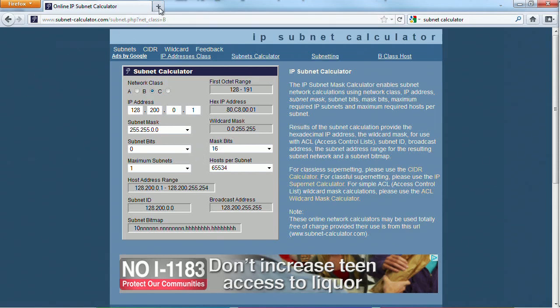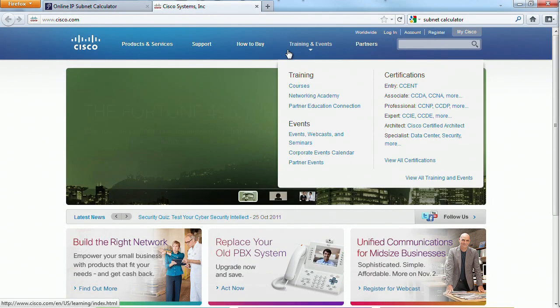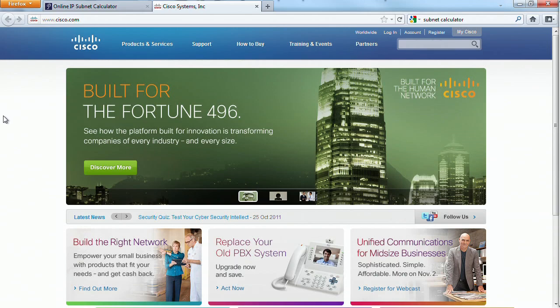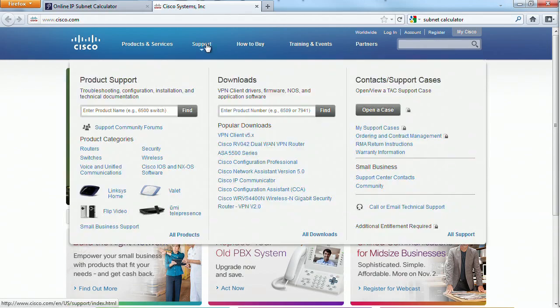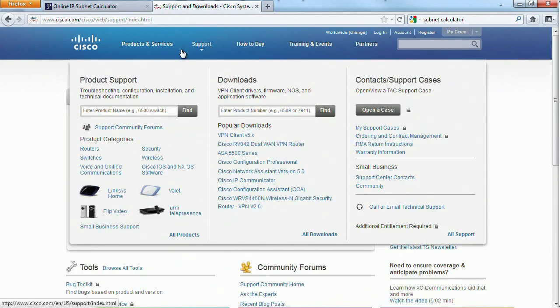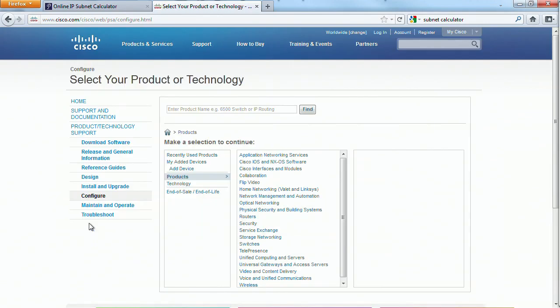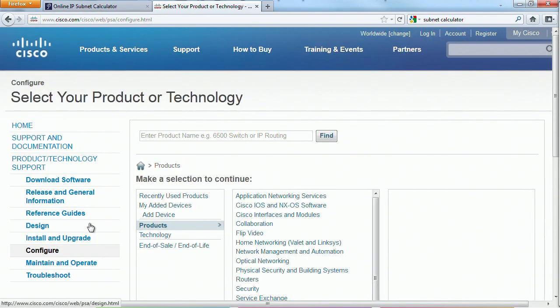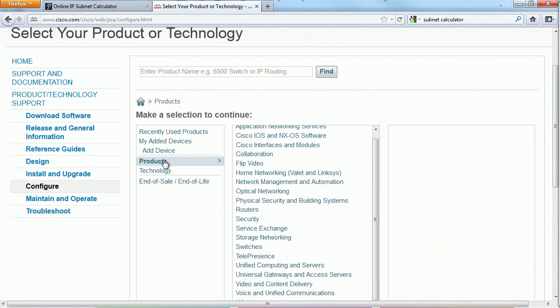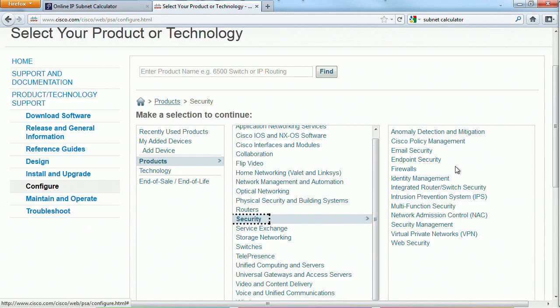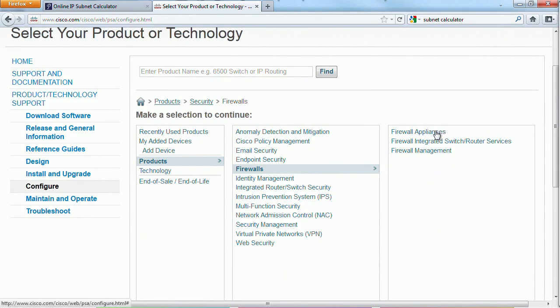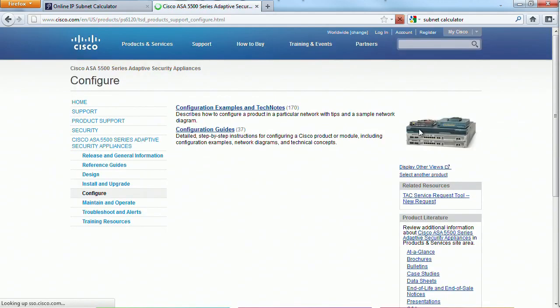But on Cisco's documentation, there's a good reference that you can use for this. Problem is it's not very easy to find. So if you go here to support, then at the bottom go to configure. And I'll run through this once quick and then go back through it again. Under products, this is under security, firewalls, firewall appliances for the ASA. So it's part of the firewall documentation.